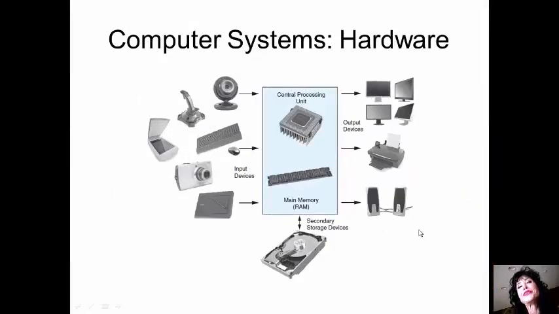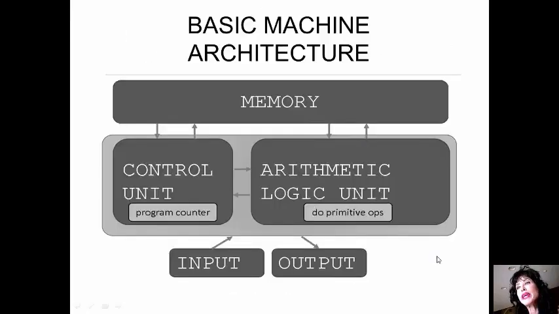Okay, now let's finally get to computer systems and hardware. This picture here shows different parts of hardware. Over here on the left, you have input devices. In the middle, you have the central processing unit and the RAM, and on the right, you have output devices. So your basic machine architecture falls into these categories shown on this slide. You have the memory, and you have the control unit, which controls the program counter, and the ALU, which does all the primitive operations. And you also have some input, and the computer has some output.